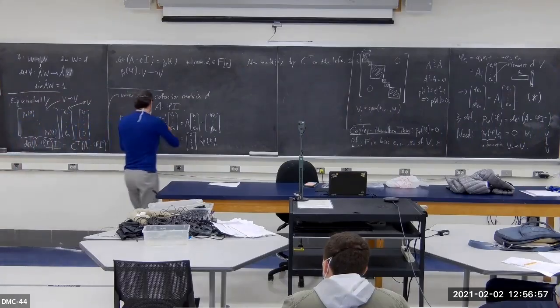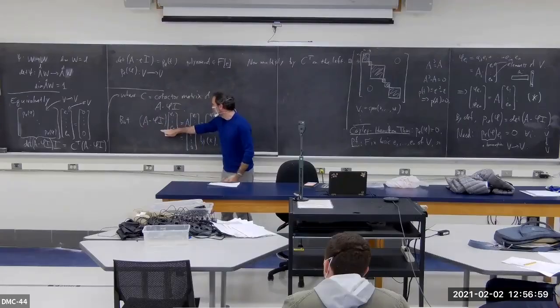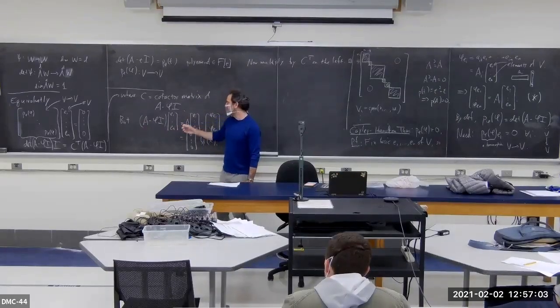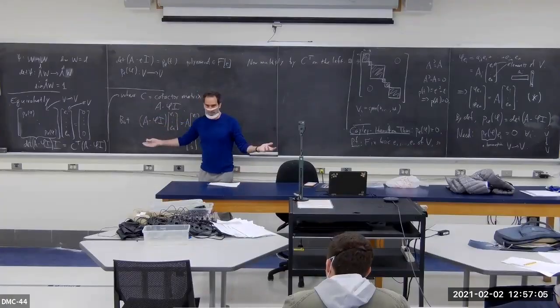Yes, so you took something that was already 0, A minus phi applied to E1 through En. That's already 0. Should I multiply it on the left by something? It's still 0. That's all that's happening.